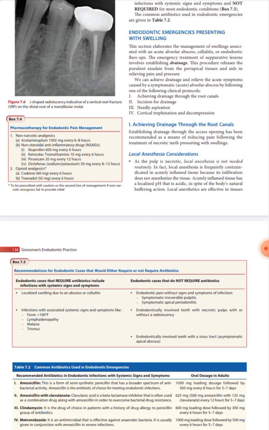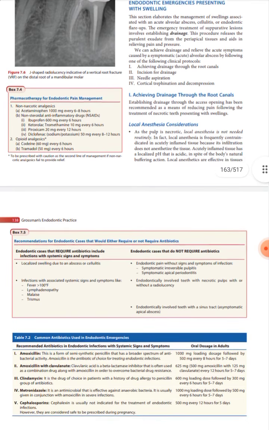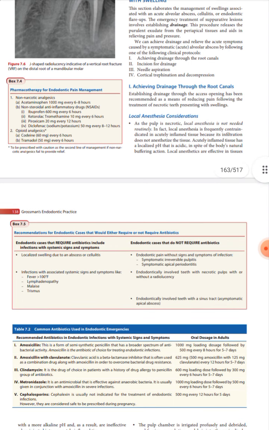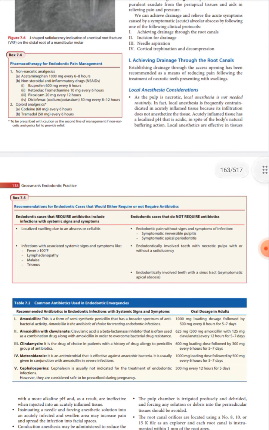Emergency treatment of suppurative lesions involves establishing drainage. The procedure releases the purulent exudate from periapical tissues and aids in relieving pain and pressure. Acute symptomatic होगा तो acute alveolar abscess symptomatic होगा following protocols, जैसे achieve drainage through the root canals, incision for drainage, needle aspiration, cortical decompression. Access opening: establishing drainage through the access opening has been recommended as a means of reducing pain following the treatment of necrotic teeth presenting with swelling.